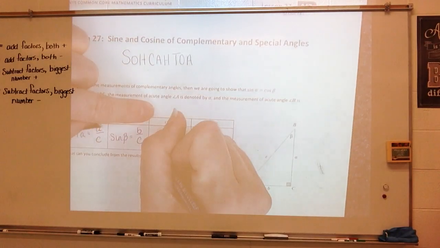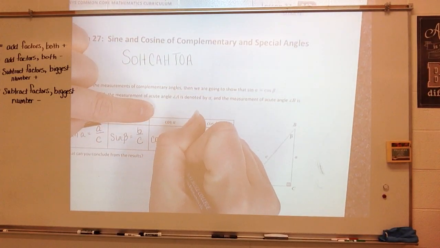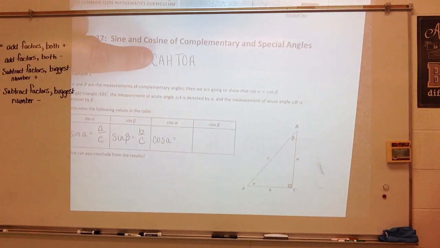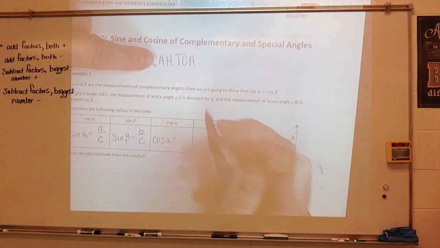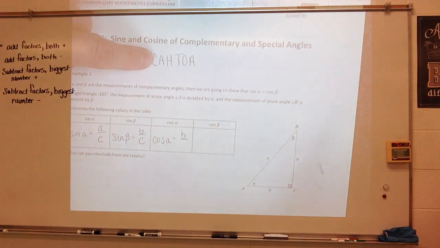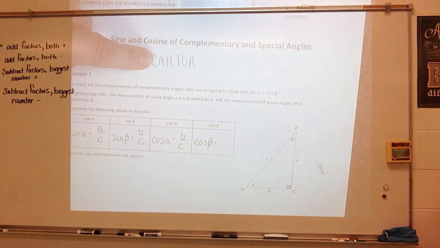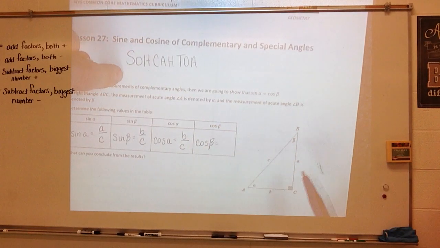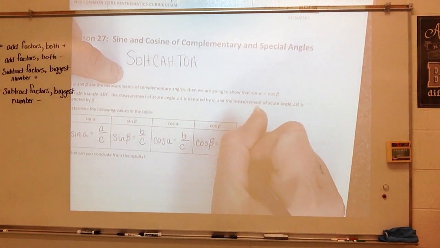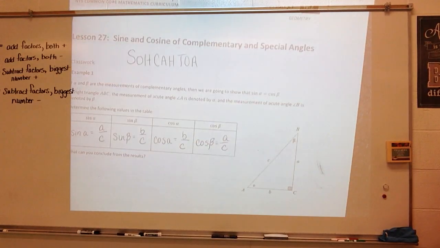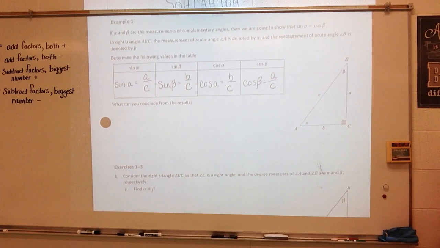Alright, look at cosine of A. Cosine is the adjacent, so B over hypotenuse doesn't change. And then cosine of B is the adjacent, which would be A over hypotenuse, which is C. So it says, what can you conclude from the results?